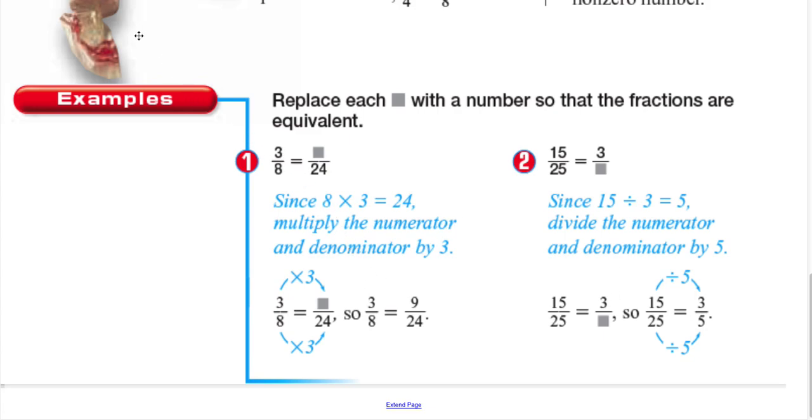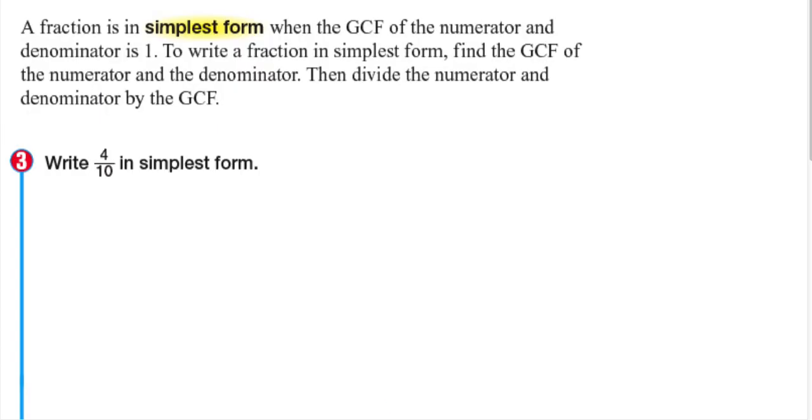The next definition is probably one of the more important definitions you need to write down, because it will carry on with you until you go to high school. A fraction is in simplest form when the GCF of the numerator and the denominator is 1. To find the fraction in simplest form, find the GCF of the numerator and the denominator, and divide the numerator and the denominator by the GCF.